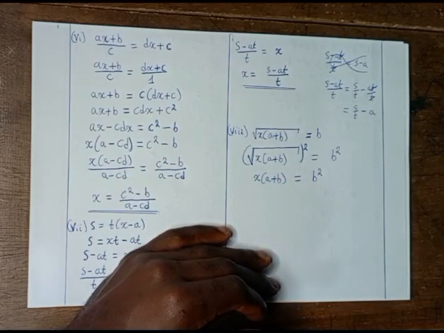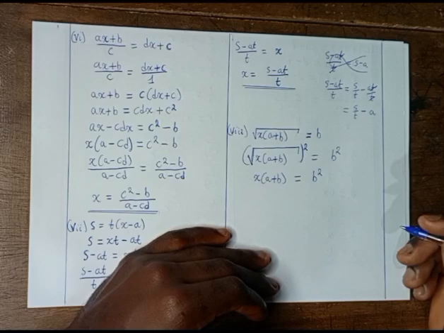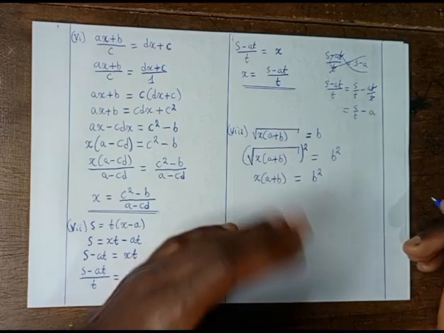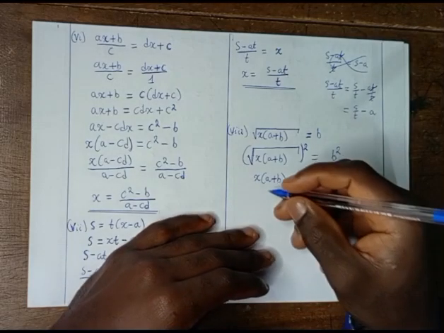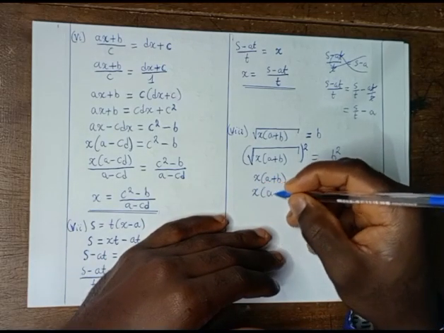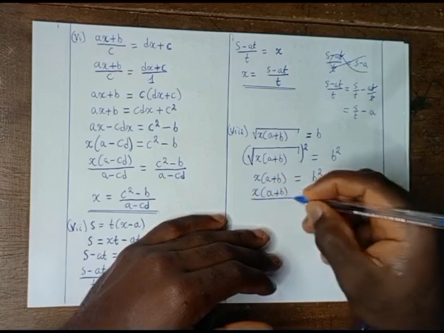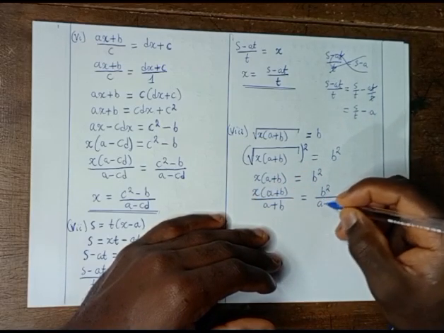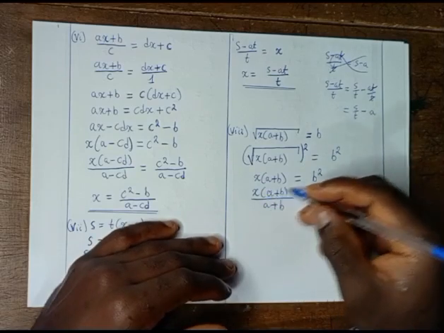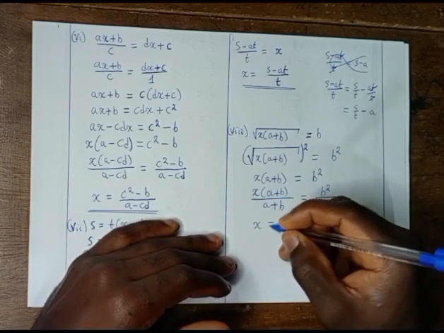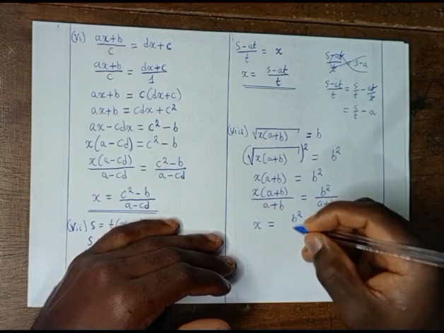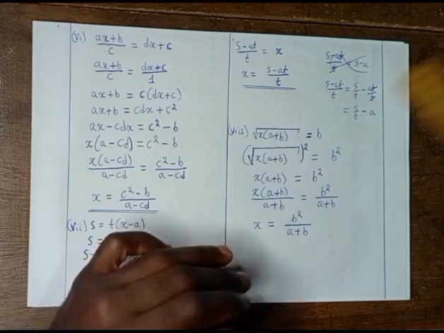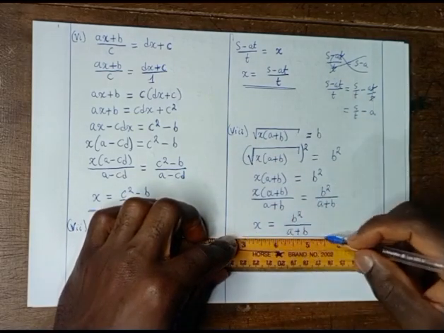x times a plus b, we need to make x the subject of formula. It will be needless for us to expand. For us to have x alone at the left hand side, we'll simply divide both sides by a plus b. x is equal to b squared divided by a plus b. a plus b will cancel this a plus b. We'll be left with x equal to b squared all over a plus b. Finally, we have made x the subject of formula of the equation.